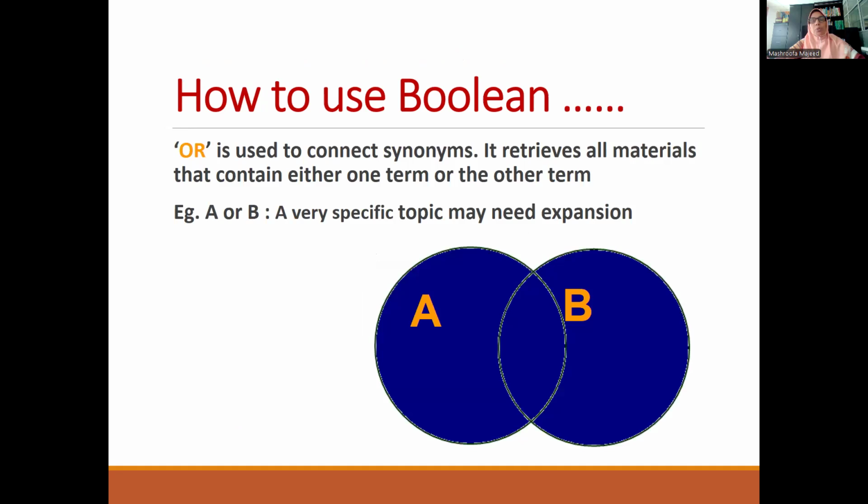So if we use the OR operator, usually the OR operator is used to connect synonyms. If we use the OR operator, it retrieves all materials that contain either one term or the other term. So we will get a broad result. The whole blue part we will get. For example, we can type COVID-19 OR Corona. Then we will get broader results.